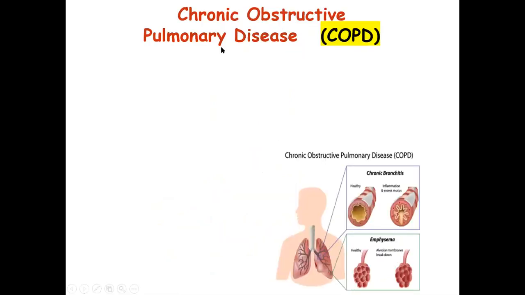Now, what is chronic obstructive pulmonary disease? Here's an example. You can see right here, this is a healthy bronchial. This is not a healthy bronchial. Look at that. Which one do you think has much better airflow, much better perfusion of oxygen?